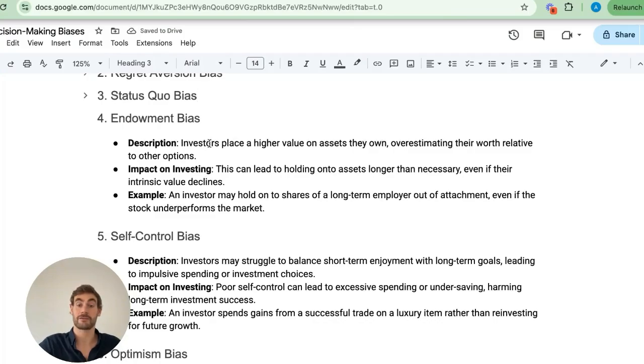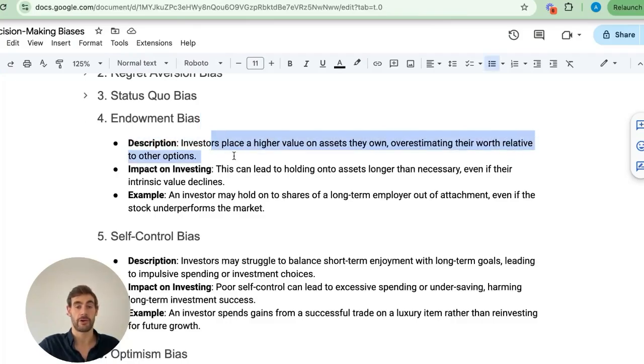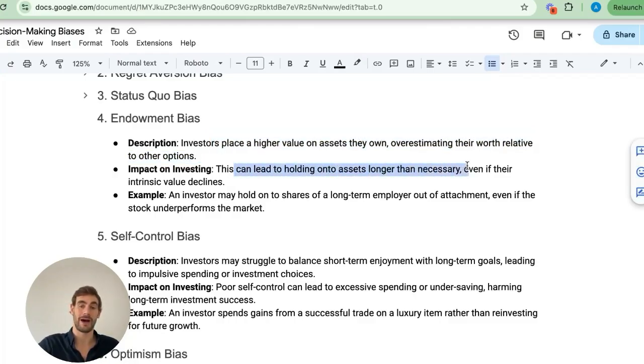Here investors place a higher value on assets that they own, overestimating their worth relative to other options. It can lead the investor to hold on to assets longer than necessary, even if their intrinsic value declines. An investor may hold on to shares of a long-term employer out of attachment, even if the stock underperformed the market.